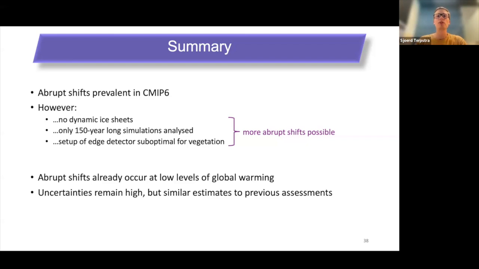And it depends a lot on the input parameters and the thresholds that you choose, how much you exactly find, of course. But in general, we can say that we find abrupt shifts already occurring at low levels of global warming in quite some of the systems. The uncertainties remain still high, but we find still similar estimates to previous assessments.